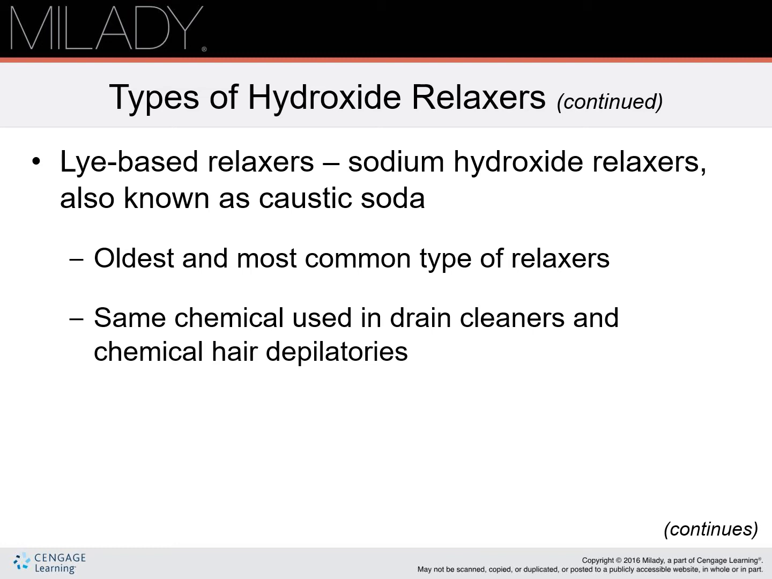Note that the same chemicals that are used in drain cleaners and also some of the chemical hair removers are at the same pH level. So again, we're looking at chemical burns if they're not used correctly, or hair loss.